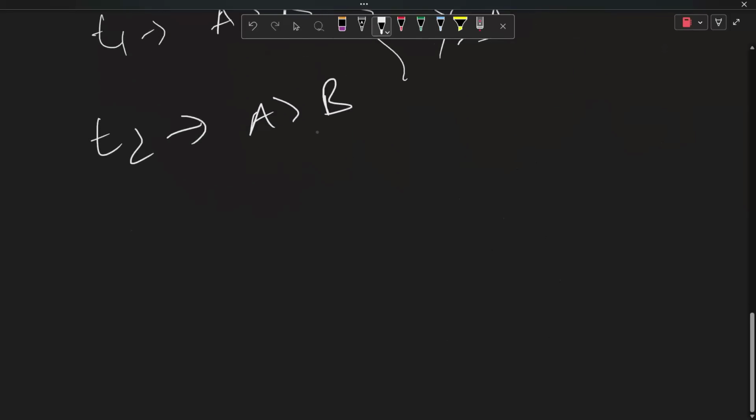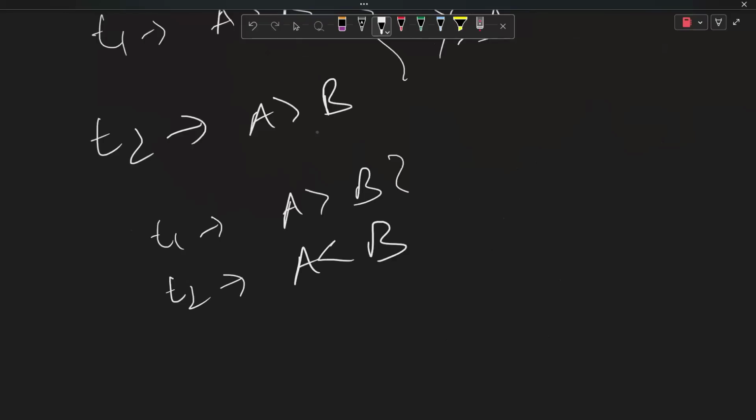But if we have a case where at T1 team A is leading and at T2 team B is leading, then for sure in the middle we will get a score where both the scores are equal. So in this case, we would print a no. Okay, so is the logic clear here? Okay, so it's very simple.